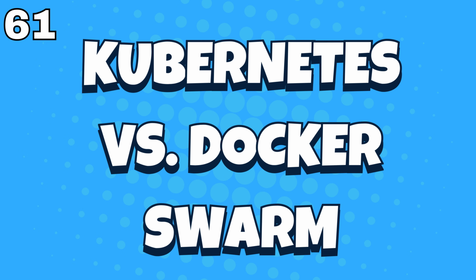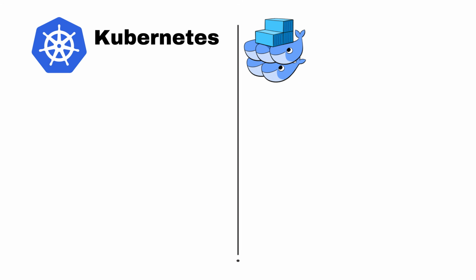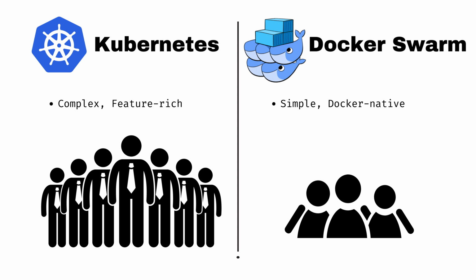Both Kubernetes and Docker Swarm orchestrate containers, but they're like two very different toolboxes. Kubernetes is the heavyweight champion, packed with features like self-healing, scaling, secrets, configs, and a massive ecosystem. It's designed for production at scale with advanced networking and rolling updates. But it's complex.